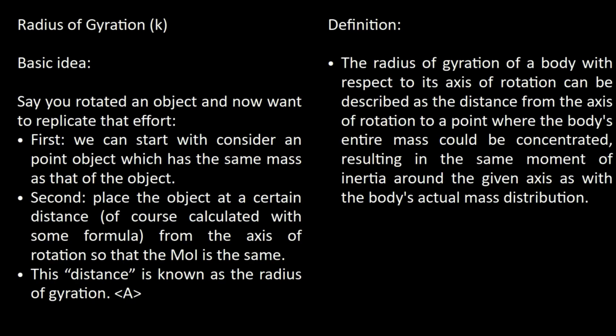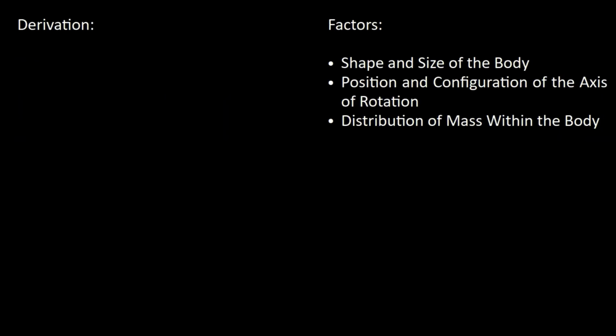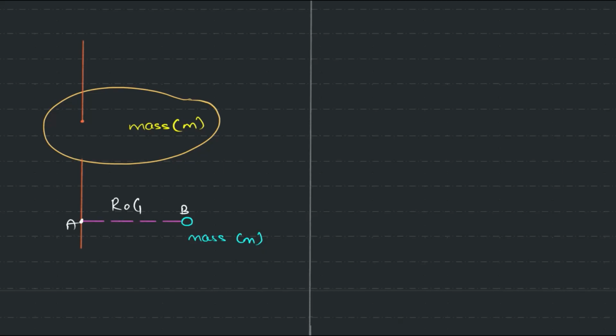So now radius of gyration of a body with respect to its axis of rotation can be described as the distance from the axis of rotation to a point where the body's entire mass could be concentrated, resulting in the same moment of inertia around the given axis as with the body's actual mass distribution. All those fancy words mean whatever I just told you. So let's look at a bit of math and then finally look at the factors.